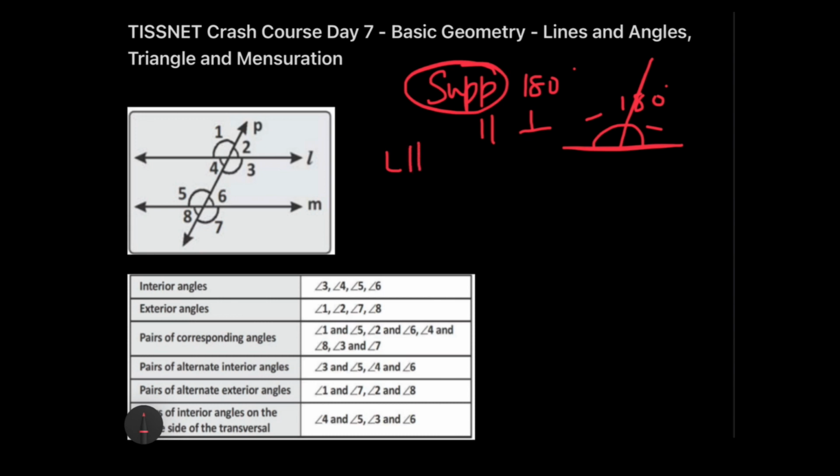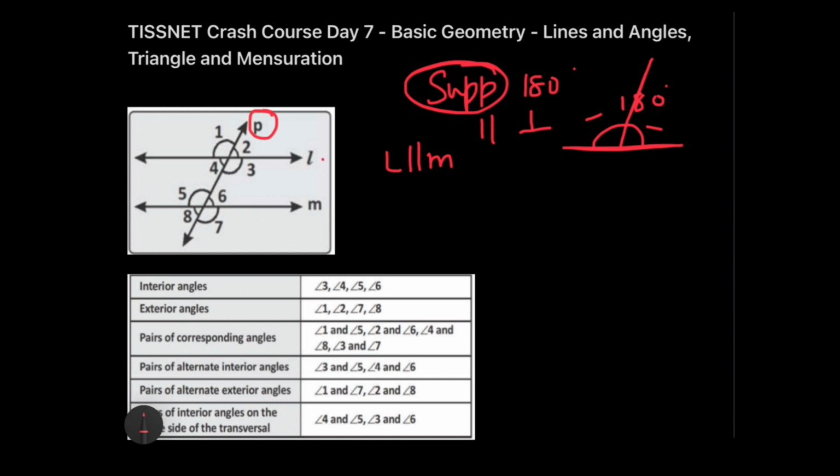Okay, so when two lines parallel to each other, like L and M are parallel to each other, they are cut by a transversal P, then they form 8 angles. Okay, here I have denoted those 8 angles as 1, 2, 3, 4, 5, 6, 7, 8. Now these 8 angles have certain names and certain properties.